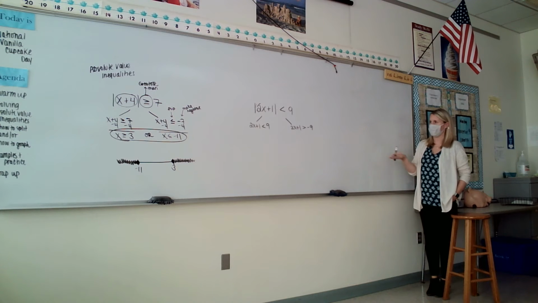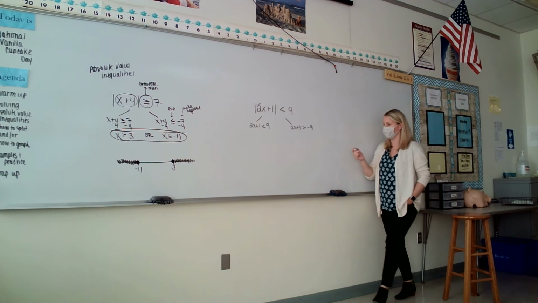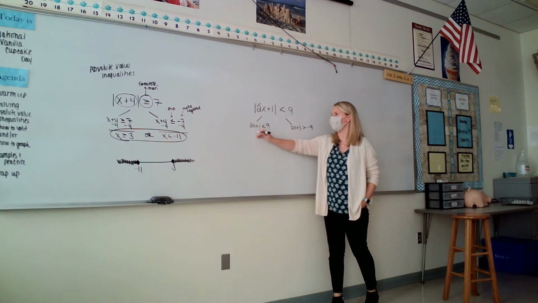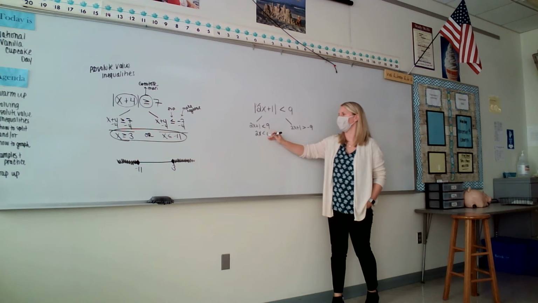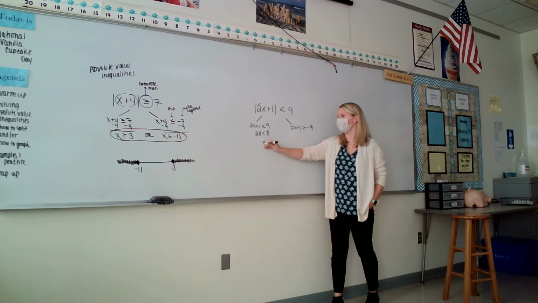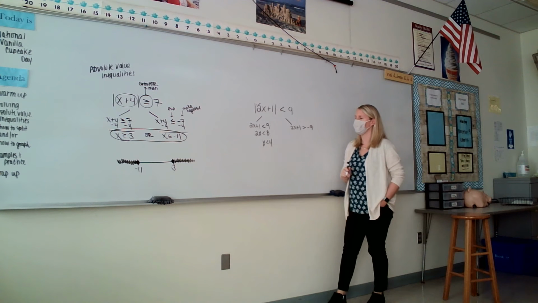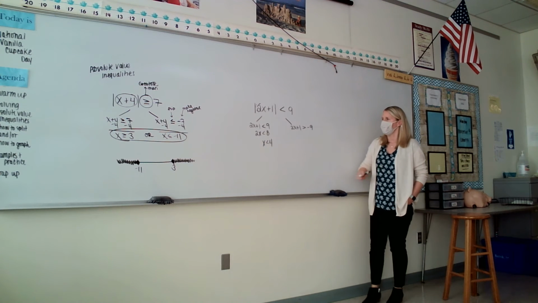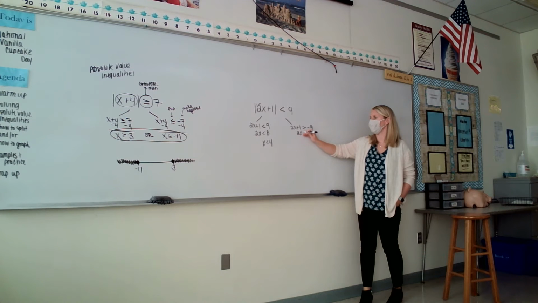Okay, so it doesn't give us terrible inequalities to solve, maybe one or two steps. In this case, I'm just subtracting 1. I'm just going to do that right in my head. I'd get 8, and I'm dividing by 2. I would get x is less than 4. And then over here, if I subtract 1, I'd get negative 10, and divide by 2, I'd get x is greater than negative 5.